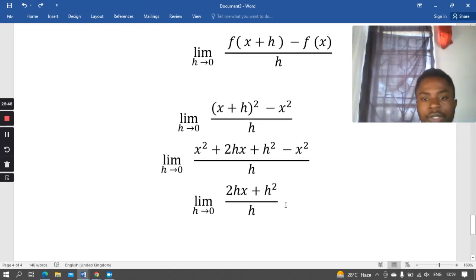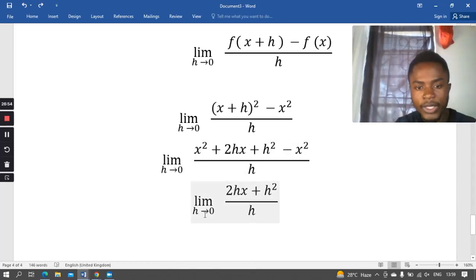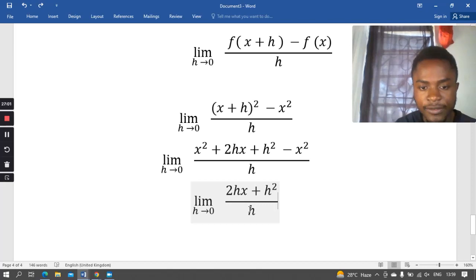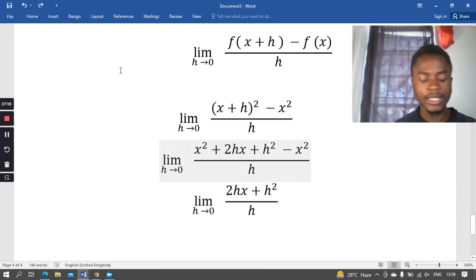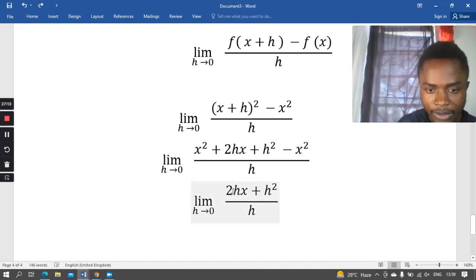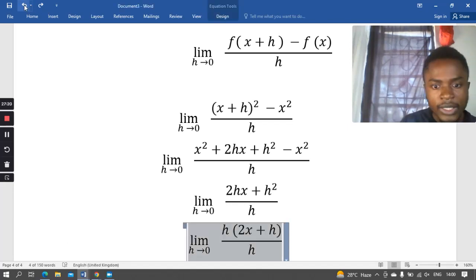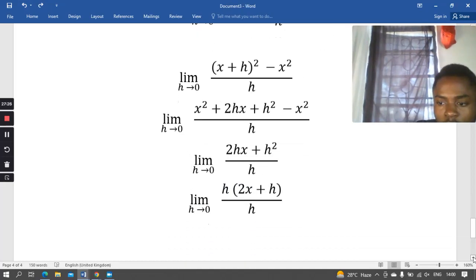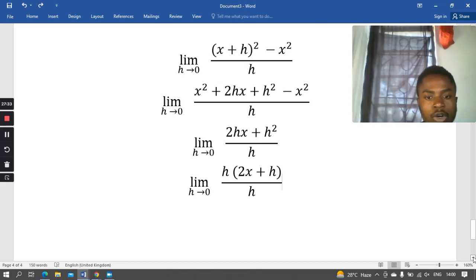We have just done the step. So from there, if you look at h, when you put 0 on h, this function will be undefined. So to avoid that, we can easily factorize the numerator. When we factorize the numerator, we are going to put h outside. So when we put h outside, this is what we are going to have: h open bracket 2x plus h close bracket over h.